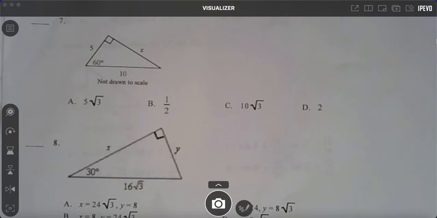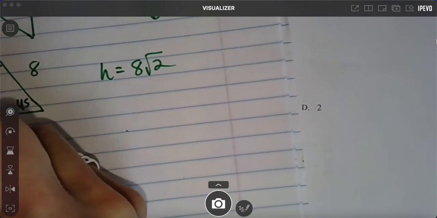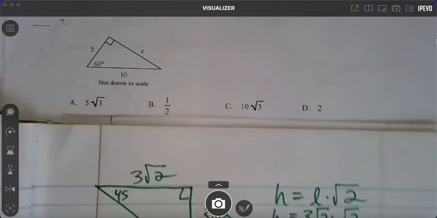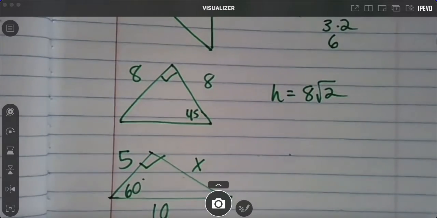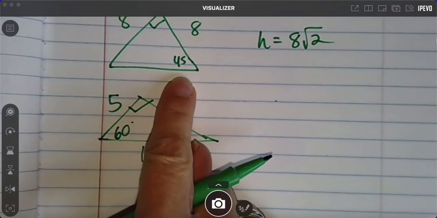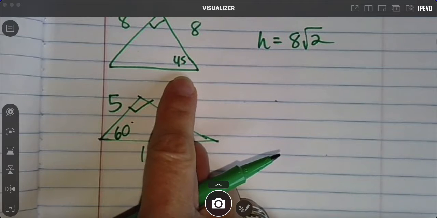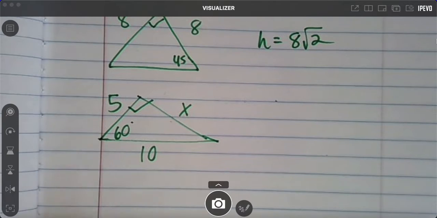So let me draw this triangle. I have 5 and 60 degrees. You can tell what kind of triangle it is. Okay, look at the numbers. If this one they gave us 45. So which one is it? The 45. This one they give us 60. So they're going to show you which one it is by giving you the angles.